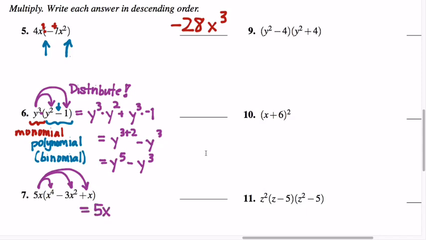Just to skip ahead on this one, 5x to the fifth minus 15x to the third plus, what's 5x times x going to be? For this third product? 5x squared. Yeah.